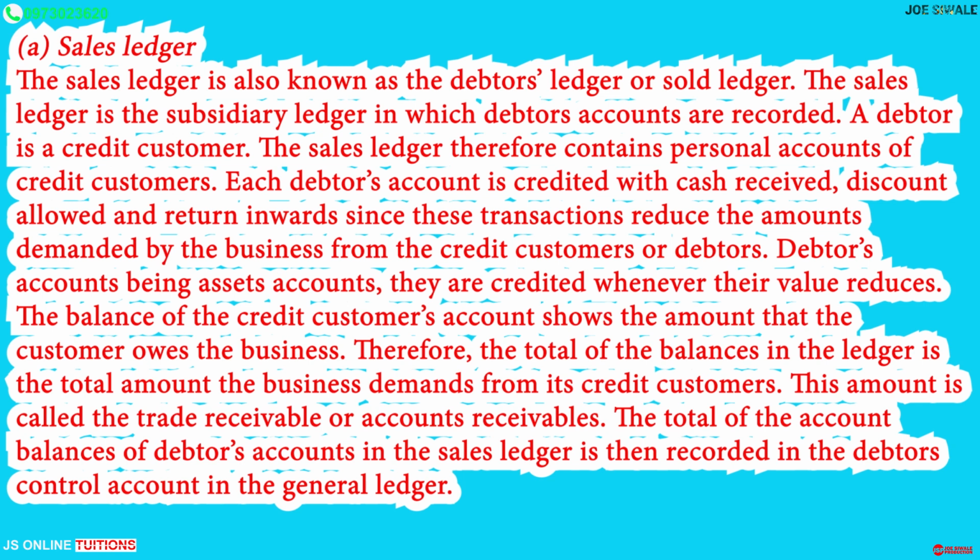Therefore, the total of the balances in the ledger is the total amount the business demands from its credit customers. This amount is called trade receivable or accounts receivable. The total of the account balances of debtors accounts in the sales ledger is then recorded in the debtors control account in the general ledger.